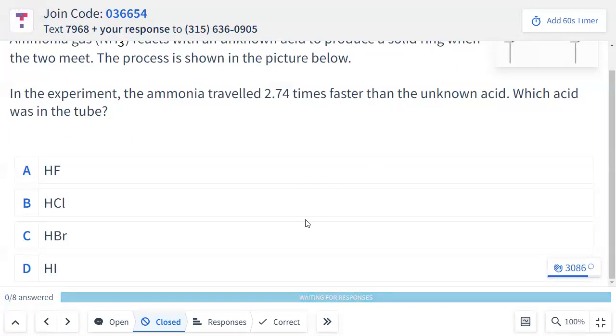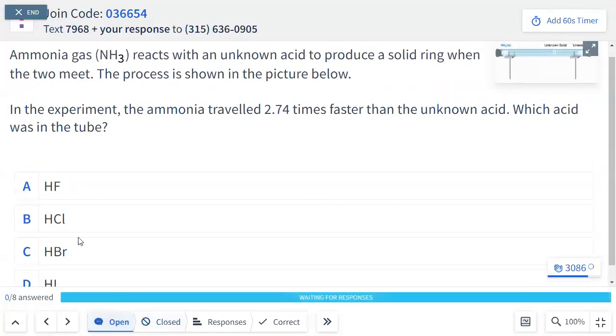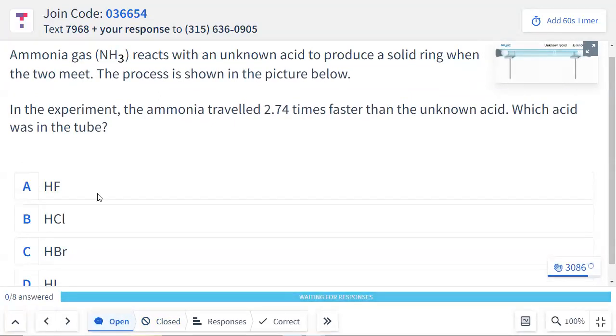Now, how do we go about solving this? Well, this is where we would use Graham's law. Graham's law: R1 over R2 is equal to the square root of M2 over M1. So it's an inverse relationship, but a square root relationship as well. Now, here's where we can kind of help ourselves out a little bit.